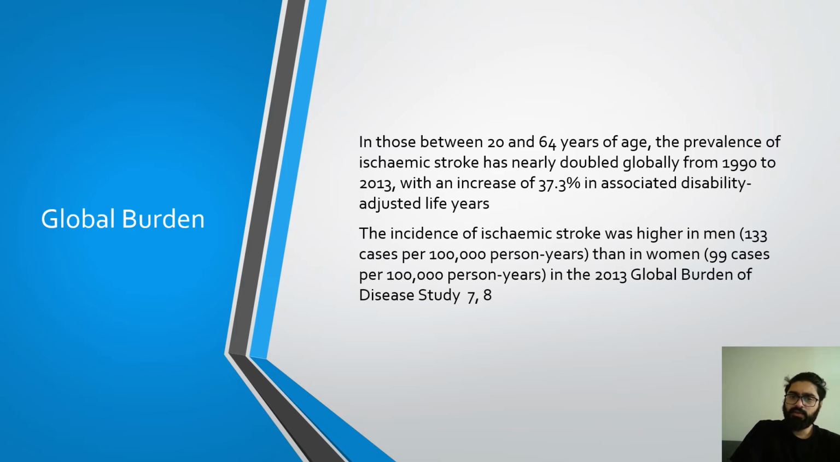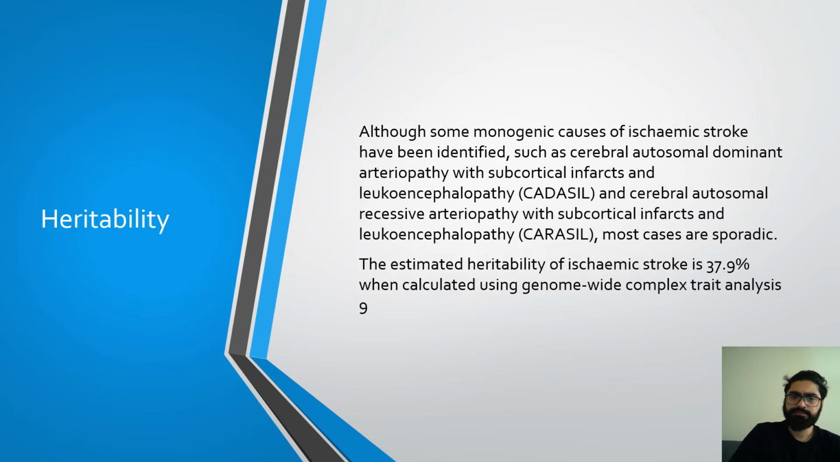Global burden: in those between 20 and 64 years of age, the prevalence of ischemic stroke has nearly doubled globally from 1990 to 2013, with an increase of 37.3% in associated disability-adjusted life years. The incidence of ischemic stroke was higher in men, at 133 cases per 100,000, than in women, at 99 cases per 100,000 person-years, in the 2013 Global Burden of Disease Study.